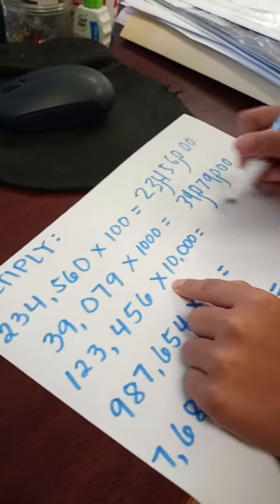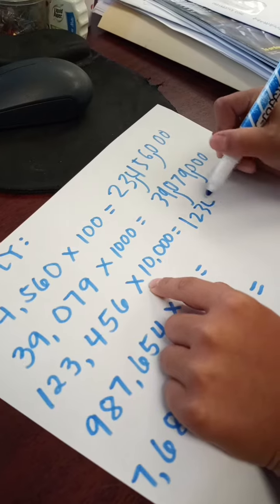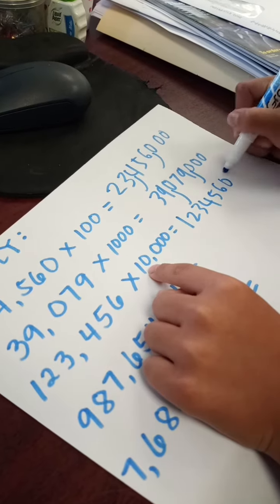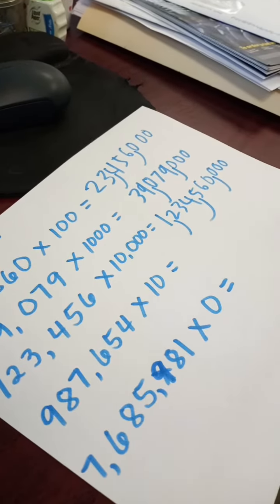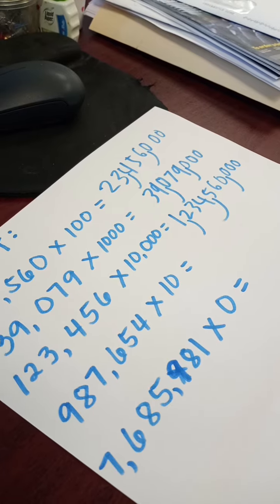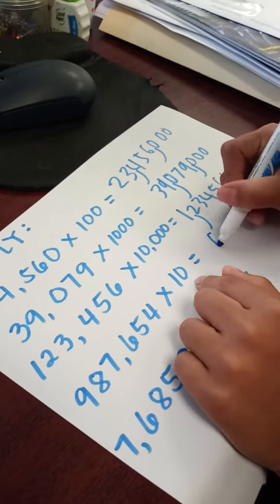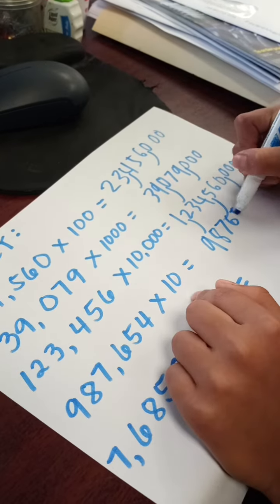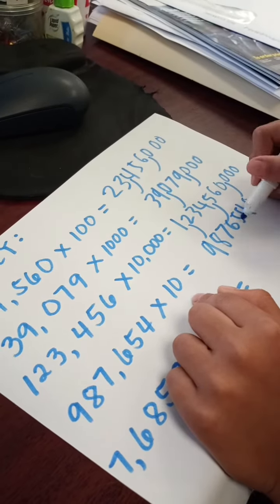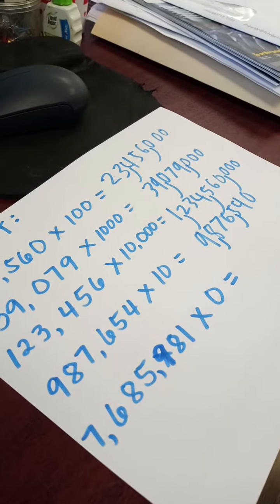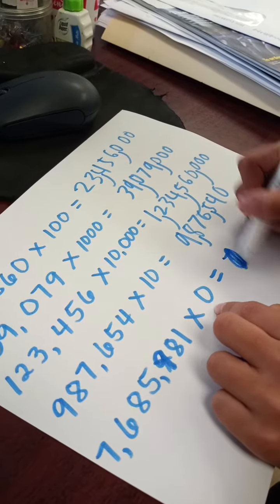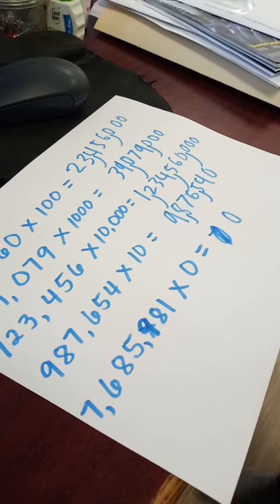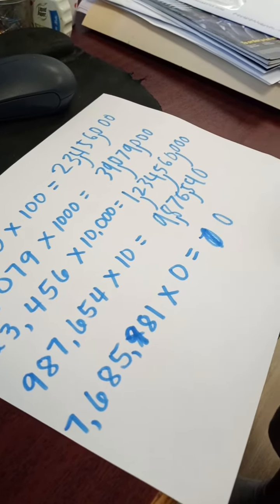39,079,000. All right, what is 123,456 times 10,000? 1,234,560,000. What is 987,654 times 10? 9,876,540. What is 7,685,981 times 0? 0. Great job.